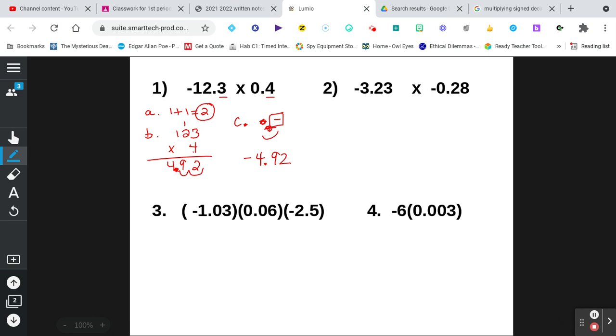All right, let's try number 2. Number 2, I'm going to look and see how many numbers behind this decimal. 2. How many behind that one? 2. 2 plus 2 equals 4. Part B, I'm going to multiply this without the decimal. So I'm going to multiply that as 23 times 28. And 8 times 3 is 24. Write the 4 and carry the 2. 8 times 2 is 16. And 16 plus 2 is 18. Carry the 1. 8 times 3 is 24. And add the 1 I carried is 25.